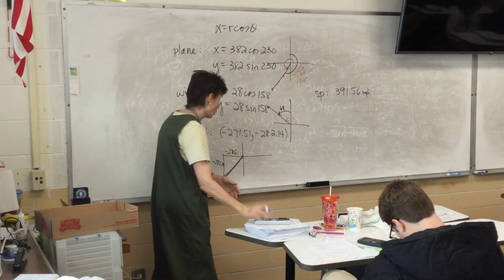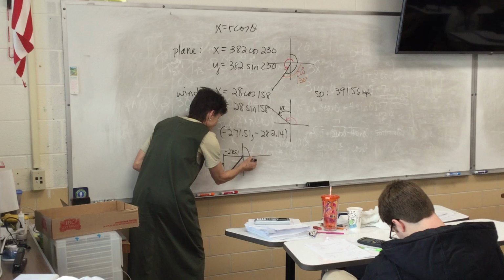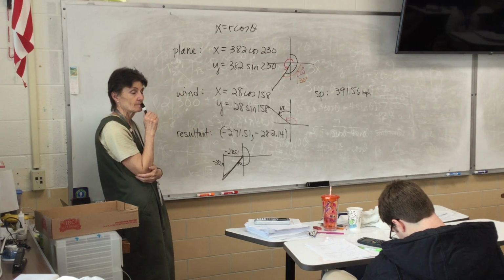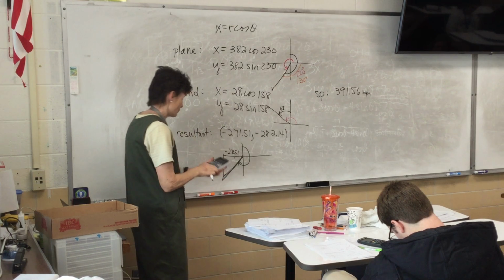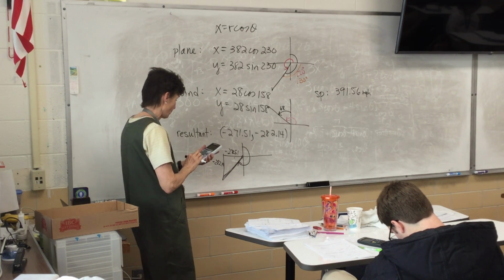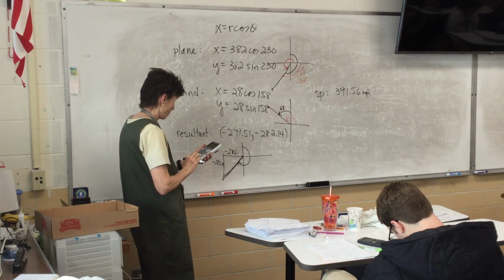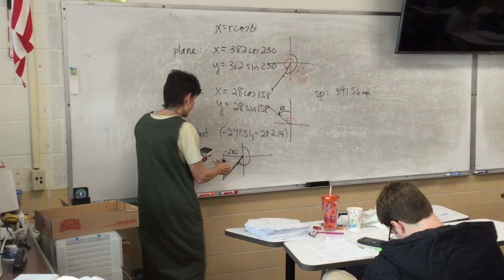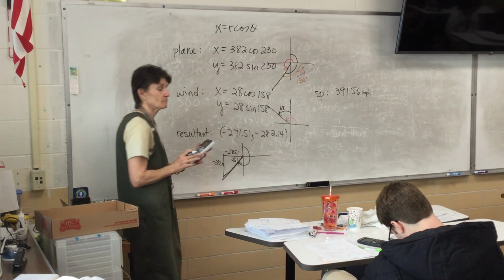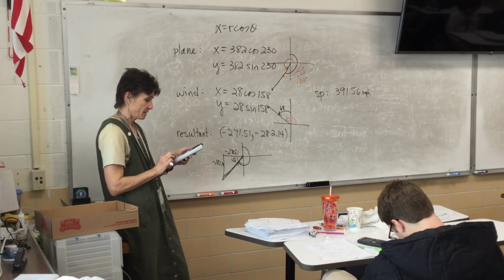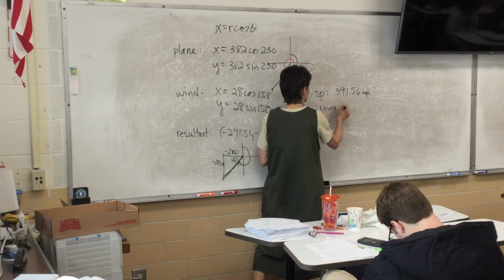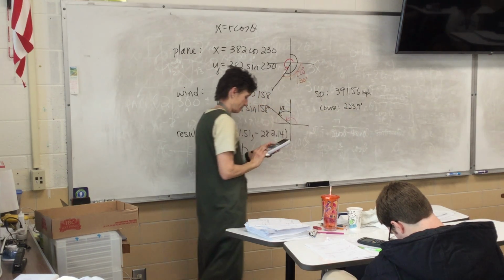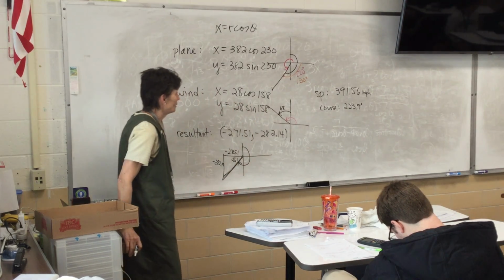And then his actual course will be this right here. Right? Measure from due north. So I'll find this guy doing inverse tangent, 282.14 divided by 271.51. And I got this angle to be 46.1. So his course will be 270 minus that, 223. Okay?